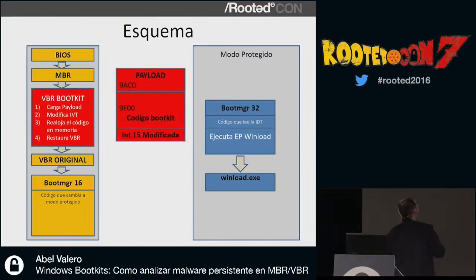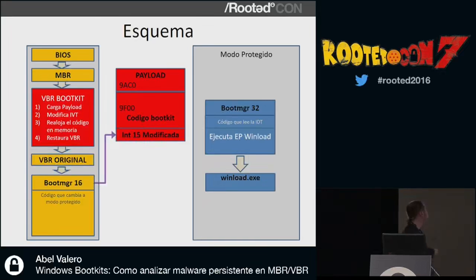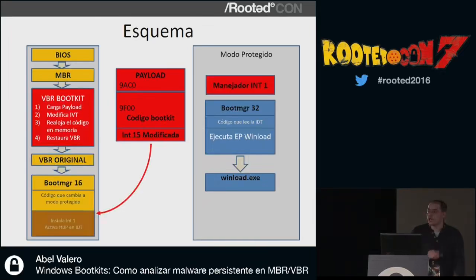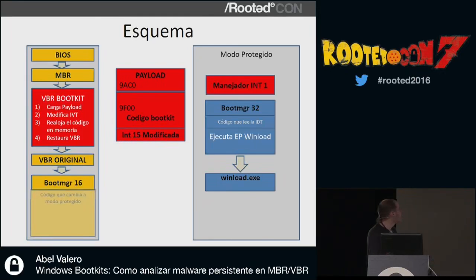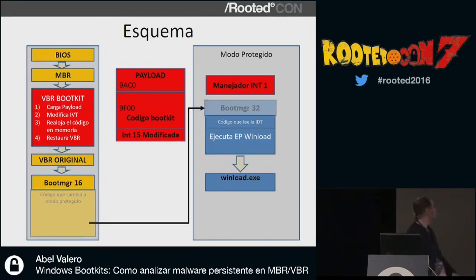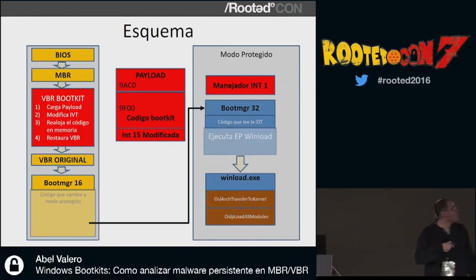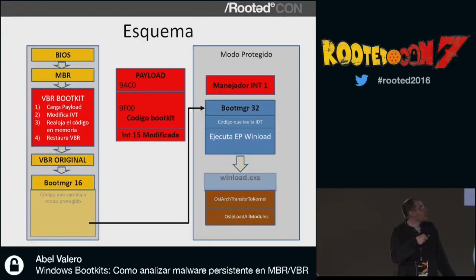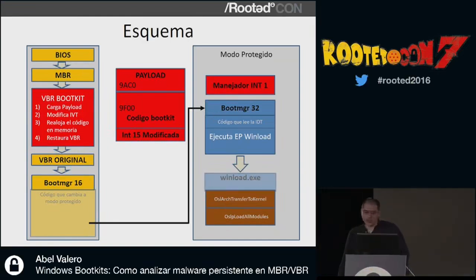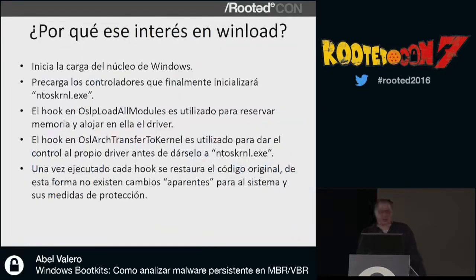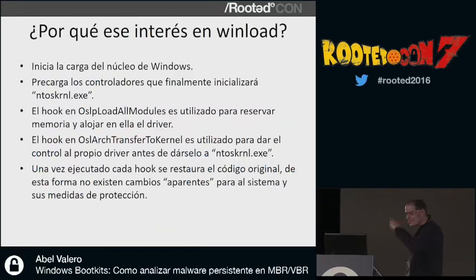The system starts with the BIOS, it goes onto the MBR, goes into the VBR with the BootKit. The BootKit has a payload with modification of IVT, memory code VBR, original VBR, boot manager 16, changing to protected mode, then into payload, handler of interrupt 1, boot manager 32, getting in, that calls interrupt 1, interrupt 1 changes all the code here, it runs the original code, but now we have a patch in WinLoad. This is what happened so far. It's easier to see it this way, rather than giving you a full description of all the details.